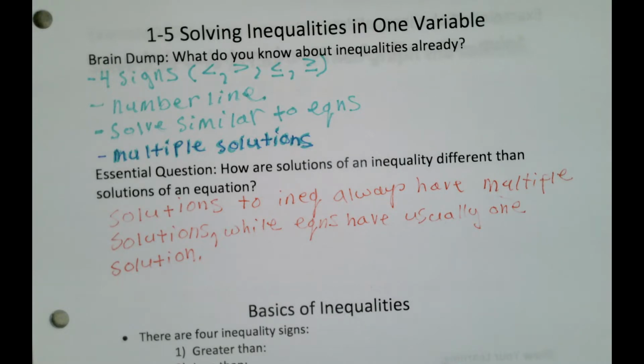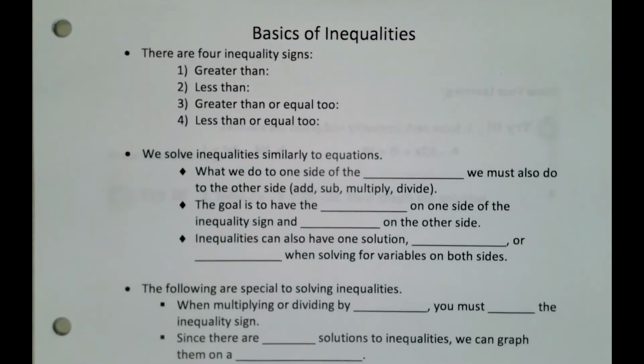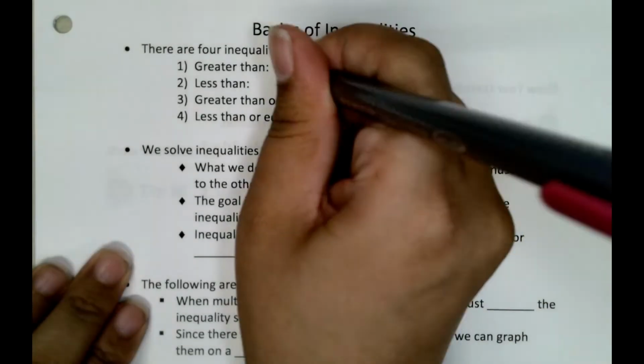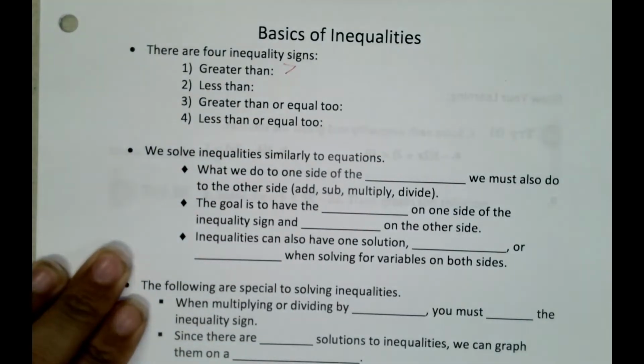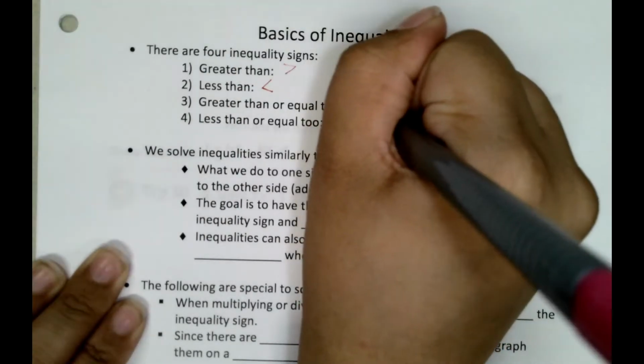So we're going to solve inequalities very, very similarly to how we solve equations. What we do to one side of the inequality sign, instead of the equal sign, any of the four above, we must also do to the other side. So if we add, subtract, multiply, or divide, we do it on one side, we do it to the other. The goal is to have the variable on one side of the inequality sign and the constant, or the number, on the other side.